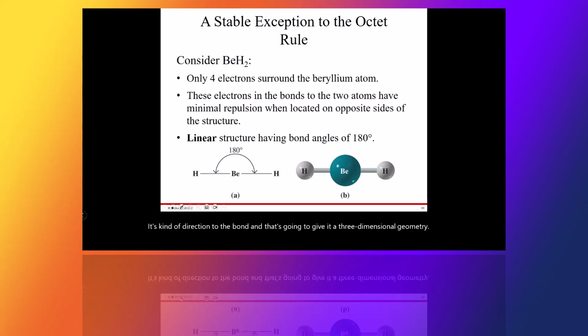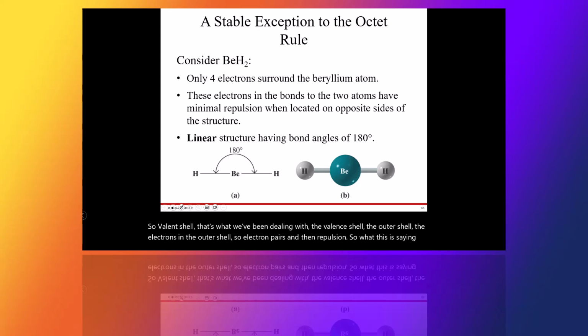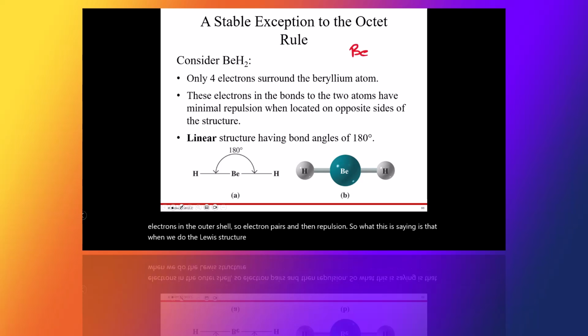So valence shell, that's what we've been dealing with: the valence shell, the outer shell, the electrons in the outer shell, so electron pairs, and then repulsion. What this is saying is that when we do the Lewis structure for beryllium hydride, which was just done in the previous slide, we said it was incomplete octet.